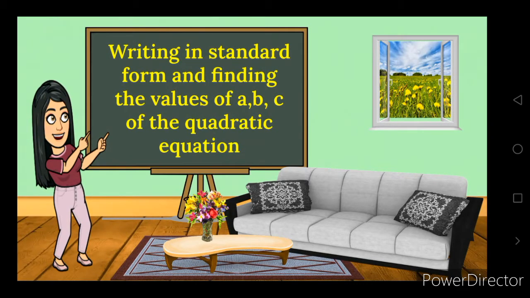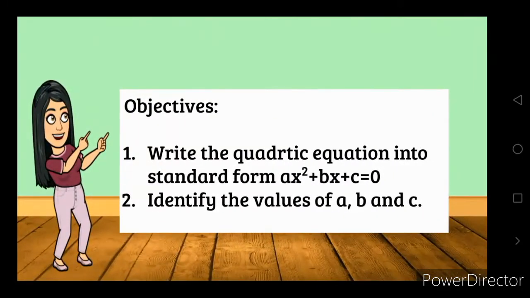So let's proceed to our topic. Our topic for today is all about writing in standard form and finding the values of A, B, and C of the quadratic equation. So our objectives: write the quadratic equation into standard form, ax squared plus bx plus c equals 0, then identify the values of A, B, and C.